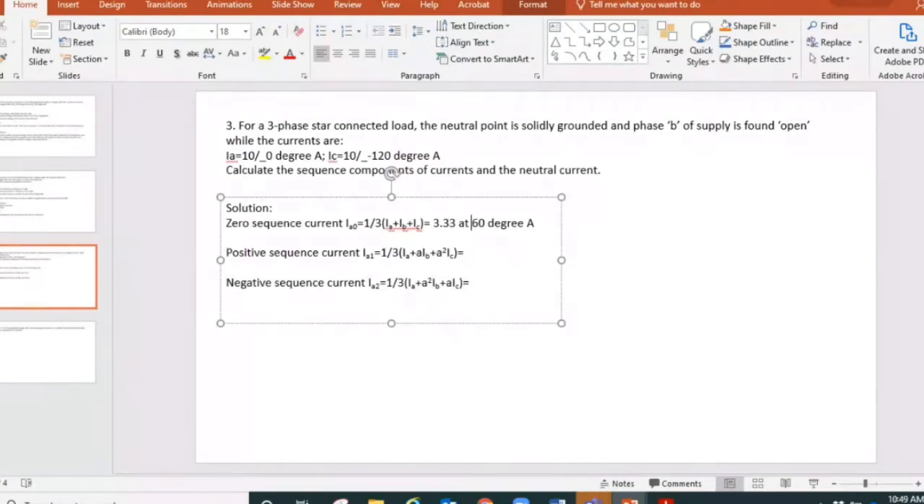No, sir, we got minus. Sir, for IA0, it's negative 60. Yeah, that's what I had. Yeah, that's what we got, sir. You got it now, right? 3.33 at negative 60 degrees. But for IA1, it's 60. IA1 has the same magnitude, but the phase angle is positive 60. IA1 is 3.33 as well. Yes, I got 3.33.